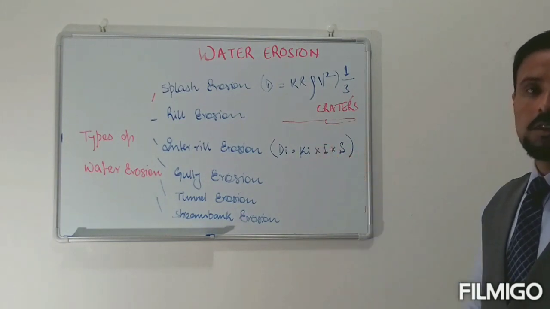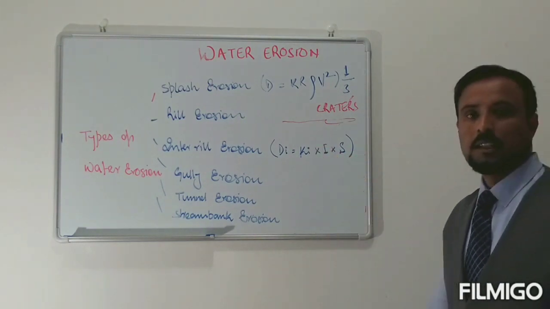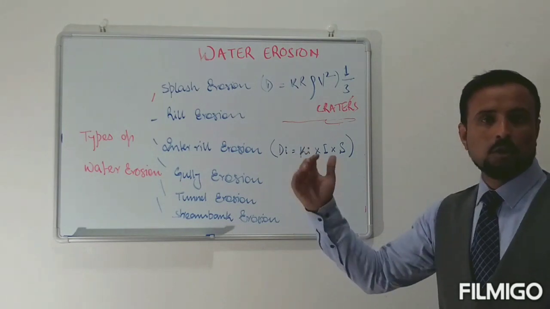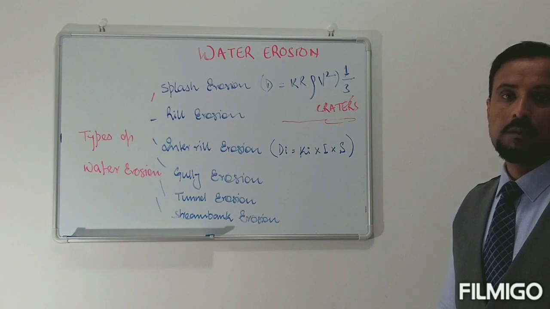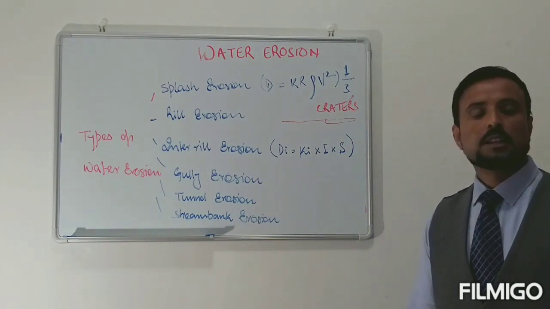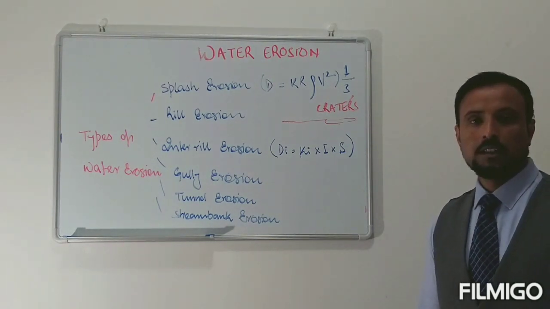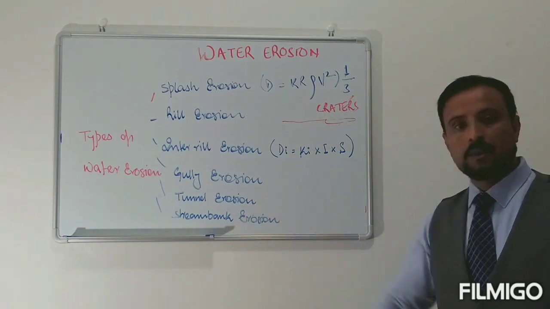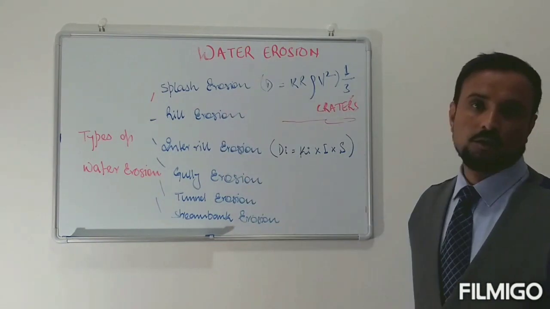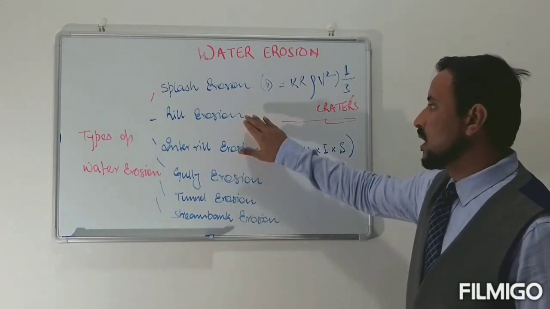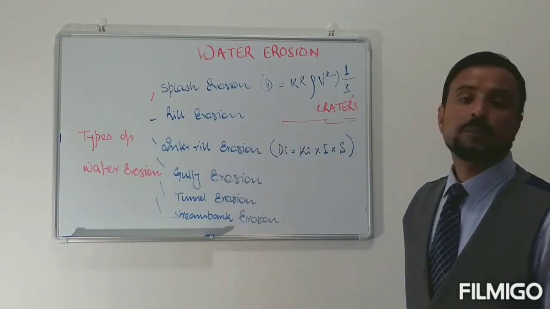So these crater formations can be measured, right? Due to heavy bombardment of raindrops, this kind of erosion happens. It mostly depends upon the rainfall erosivity, right? Heavy bombardment of rain happens, crater formation happens, and this is called splash erosion. Second kind is rill erosion, and third kind is internal erosion.